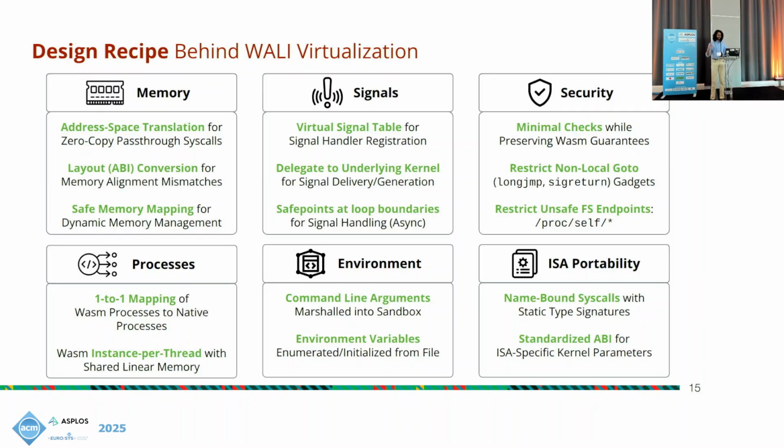But we also coupled this with ISA portability across the ISAs I just mentioned. And we try to approach security with a minimal check kind of policy, which is that we just want to preserve WASM guarantees. We don't really want to impose further security policies because we believe those should be layered over your kernel interface. In particular, what we do restrict, though, is non-local gotos like longjmp. These will eventually be supported by WASM exception handling. We also don't support unsafe file system endpoints like proc/self, which is a known sandbox escape.